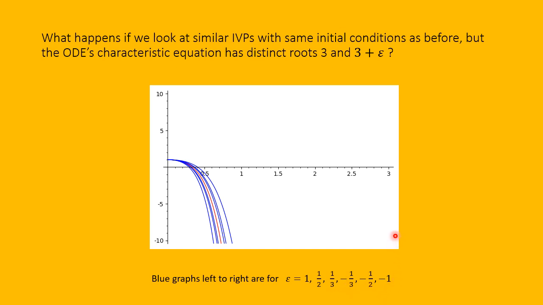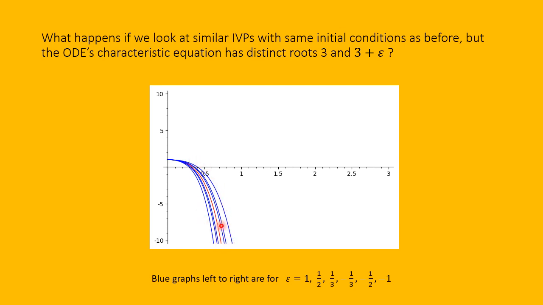When we solve those initial value problems with those values of epsilon, we get these blue curves over here, going from left to right. This first one is for epsilon equals 1. The next ones over are for epsilon equals 1/2, 1/3. Then we have the solution to the initial value problem where the characteristic equation had a double root. Then epsilon equals minus 1/3, minus 1/2, and minus 1.